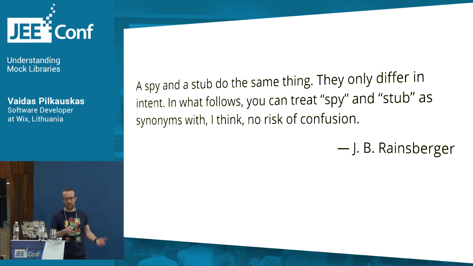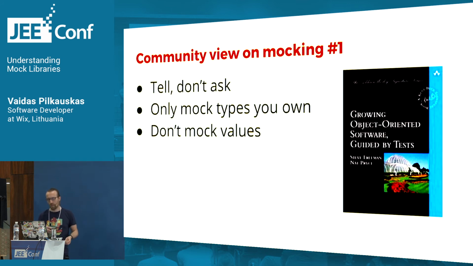And J.B. Rainsberger said that a spy and a stub do the same thing, and they only differ in intent, and in what follows you can treat spy and stub as synonyms with, I think, no risk of confusion. I think what he wanted to say is that there is a big difference between expectations and spies and stubs. Expectations are doing one thing and spies and stubs are doing different things. And I think expectation is what we should aim for.